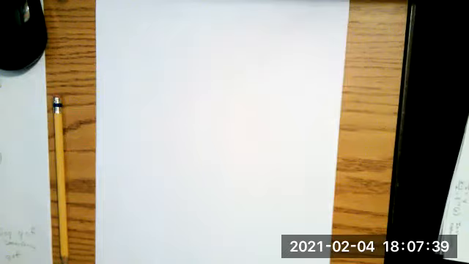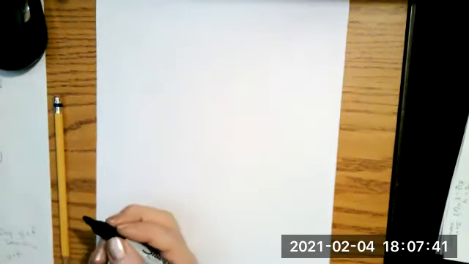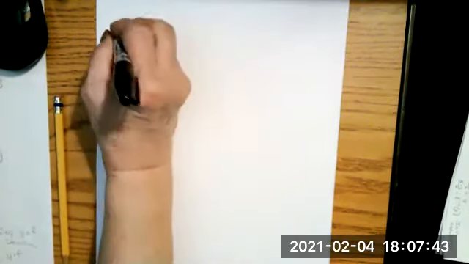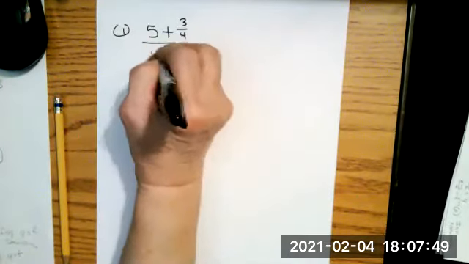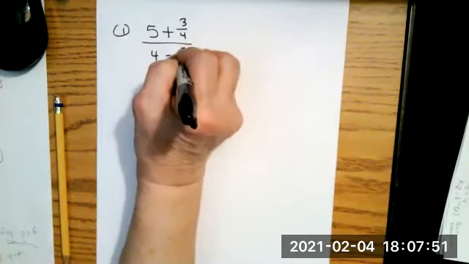And so I have a few to go over. And then I know that a couple of you had some questions about some too. So I'm going to go over these first. The first one is 5 plus 3/4 over 4 minus 2/5.